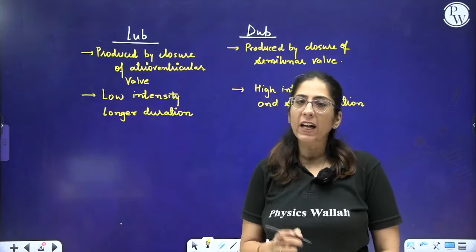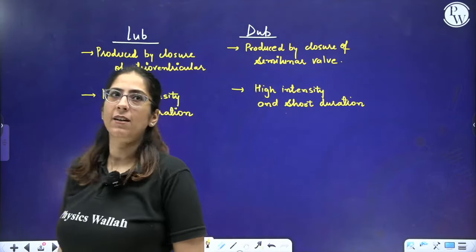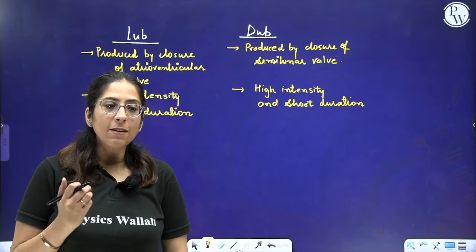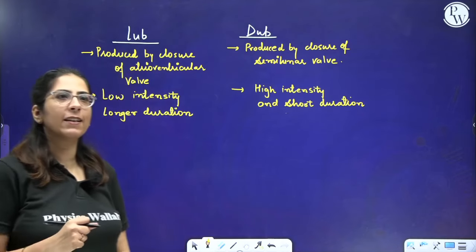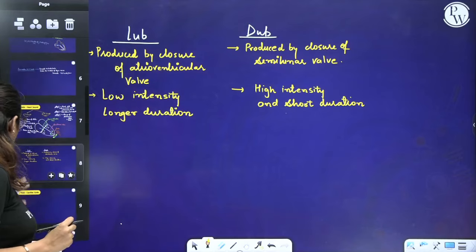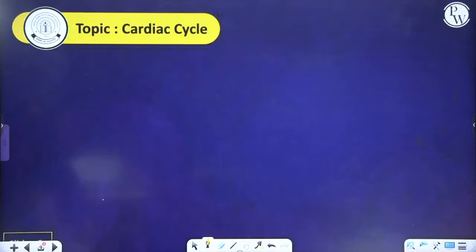Now when these sounds are produced, what is the difference in the duration of these two sounds? This we will be looking at with the help of a cardiac cycle, because if I give you that data now, I'm 100% sure you'll not be able to understand. So there are some topics which need patience, not only yours, in fact they require my patience also. So I'll tell you the difference between these two. But now let's talk about the next topic, which is the cardiac cycle.